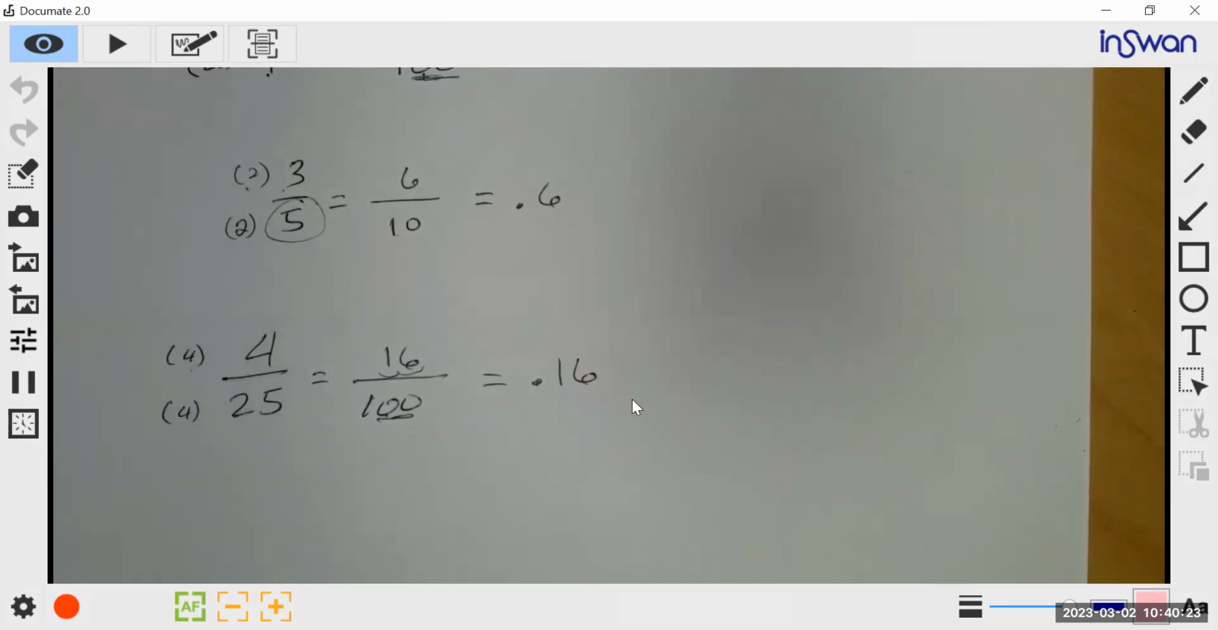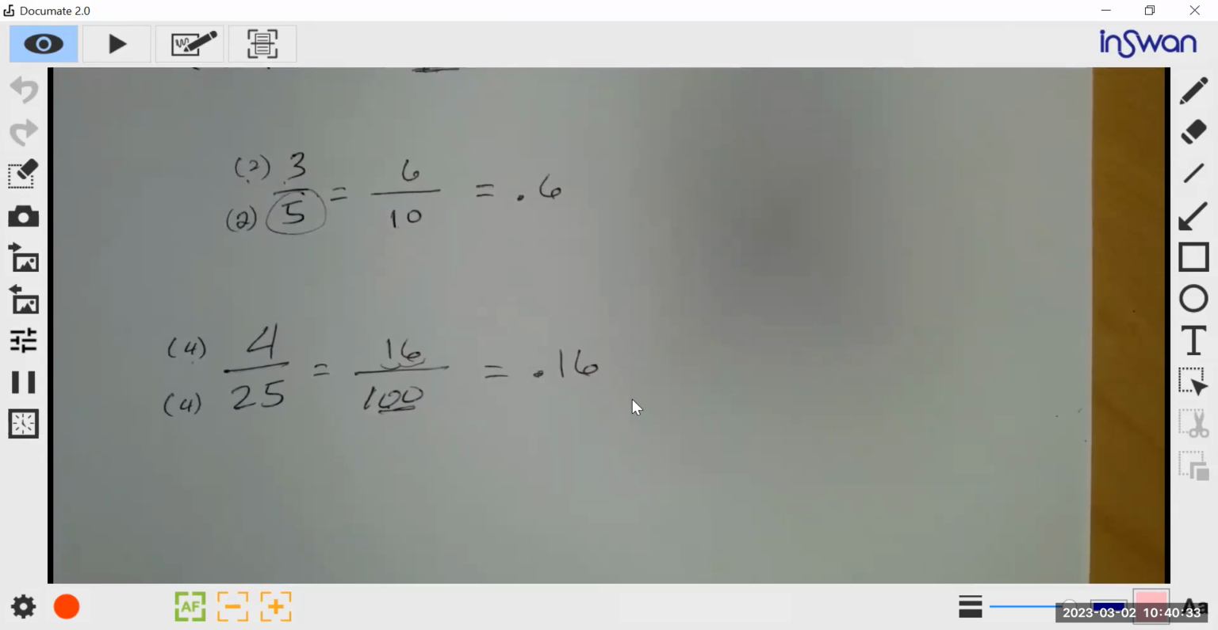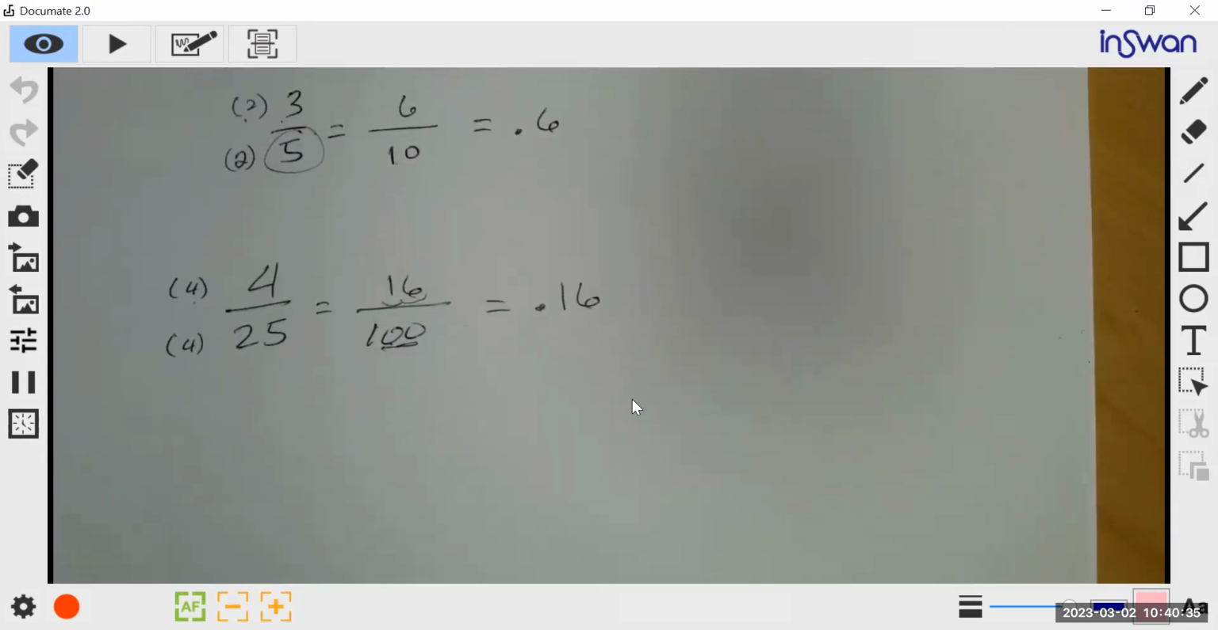That's if you can get the bottom to be a 10, 100, or 1,000, or anything like that. Any factor of 10. Everybody okay with those?